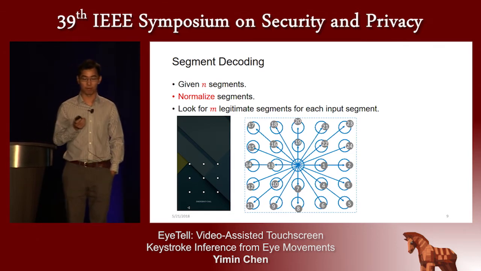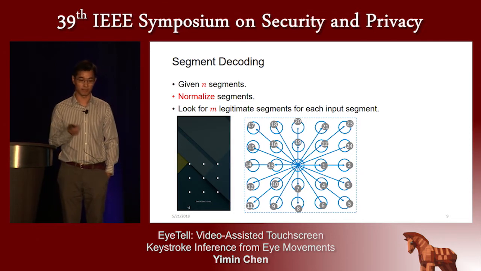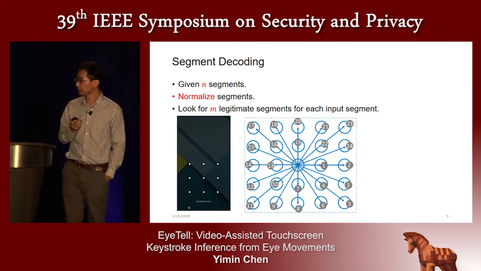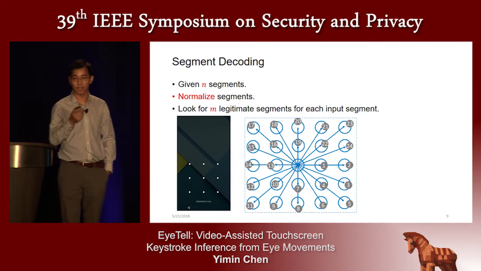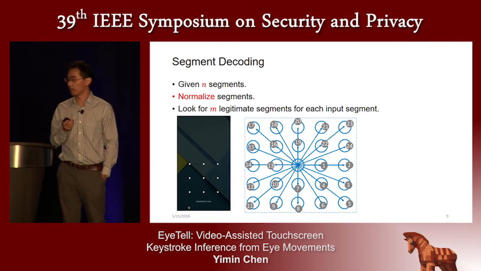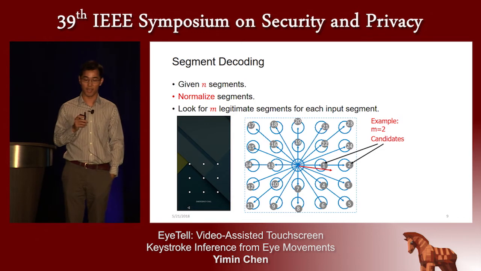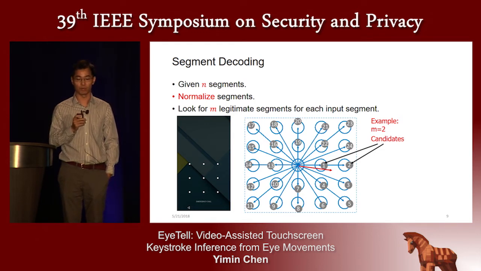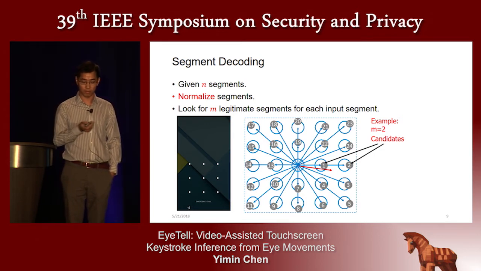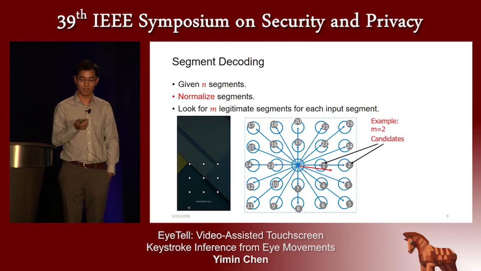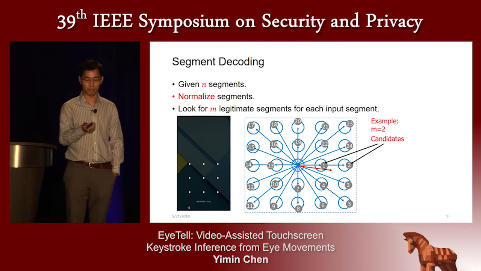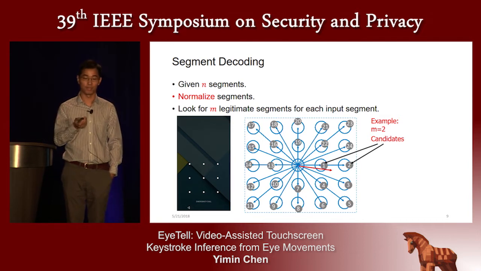In this step, for each segment derived from the previous step, we will find its M candidates. And M here is a system parameter. For example, here we give one example when M is equal to 2. For the red segment here, its two candidates are number 1 and number 2, because they are the two nearest segments.